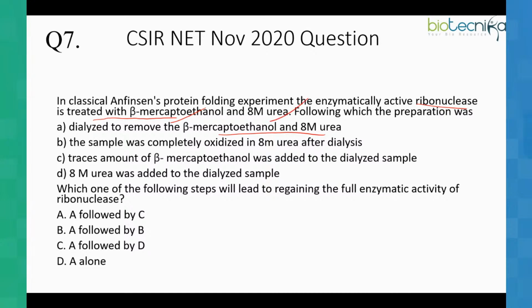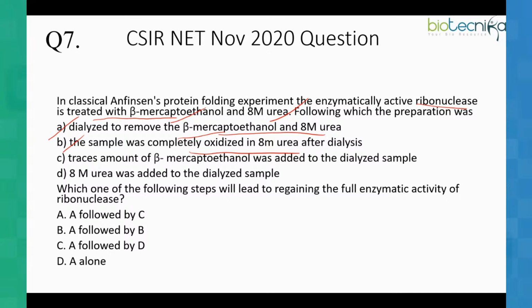And urea is also a denaturing agent. It's a chaotropic agent, just like guanidine hydrochloride, which we saw in the previous question. So both of them were removed, they were dialyzed so that they can remove the denaturant. And then the sample was, I mean, this is one option. Second option was sample was completely oxidized.